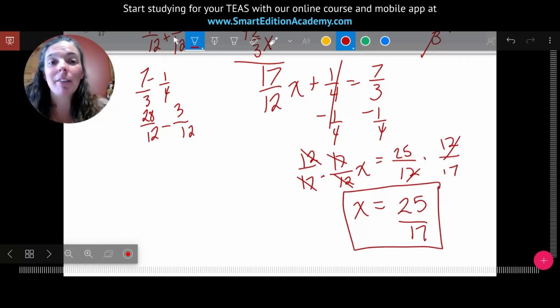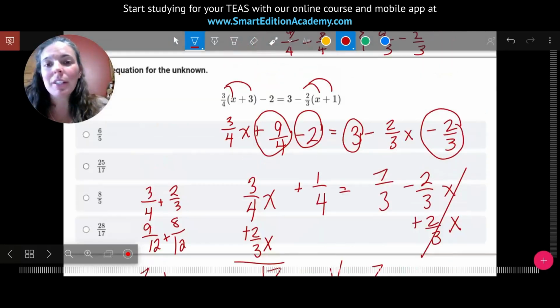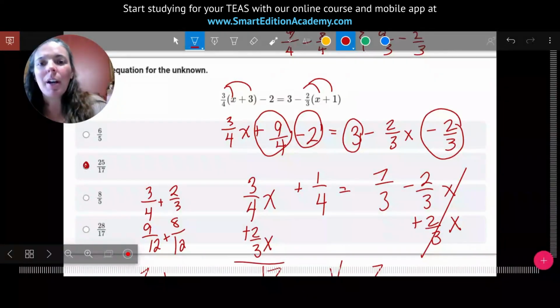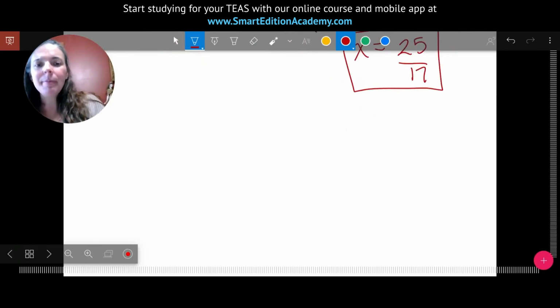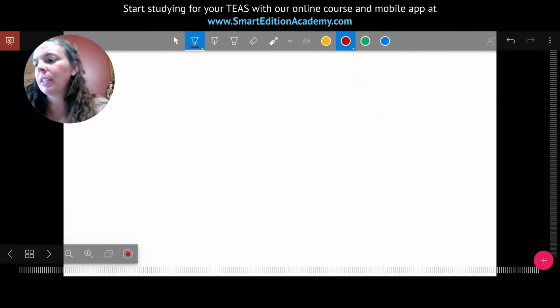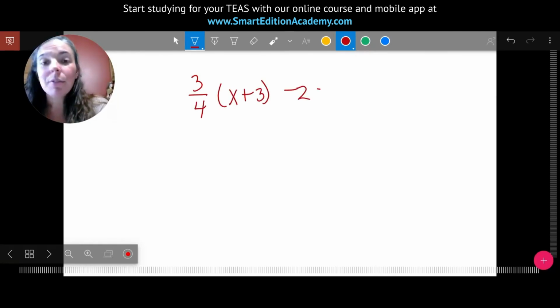Whew, so that was a lot. What was the hardest part of that? It wasn't really solving the equation. It was the fractions. So let's talk about a way to deal with this example without dealing with the fractions. I'm going to rewrite this. So we have 3/4 times (x plus 3) minus 2 equals 3 minus 2/3 times (x plus 1).